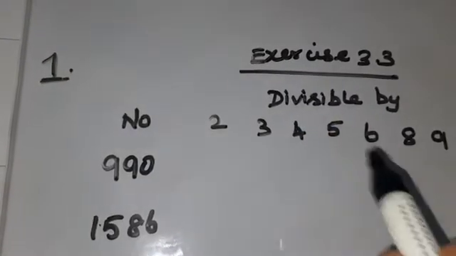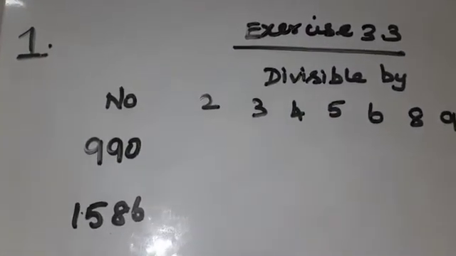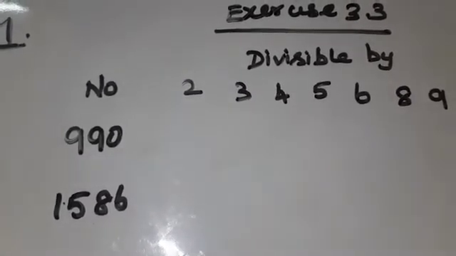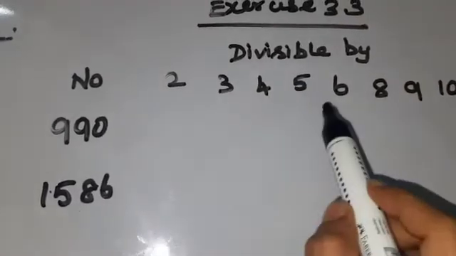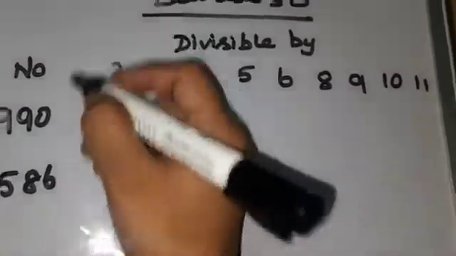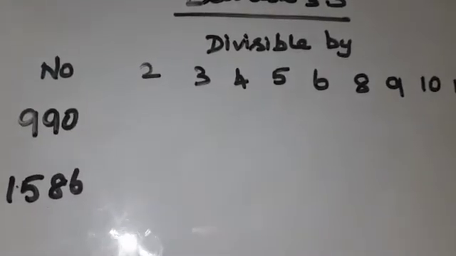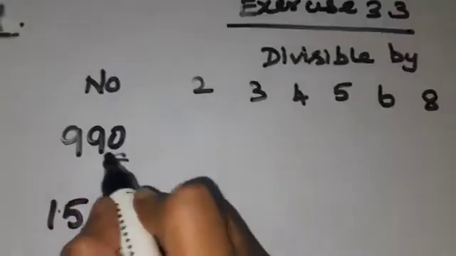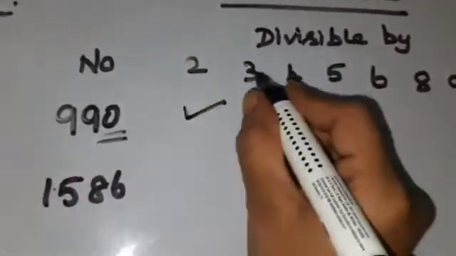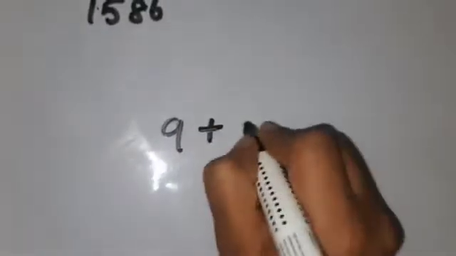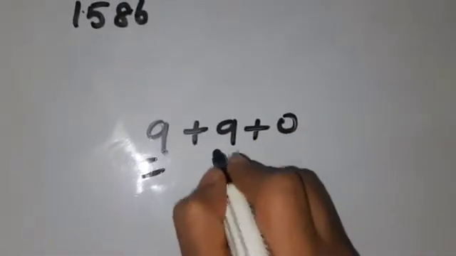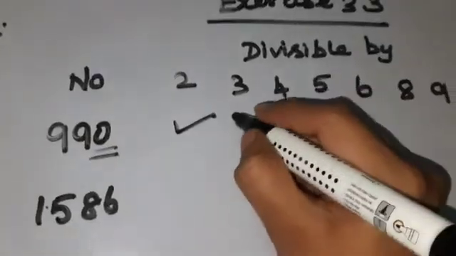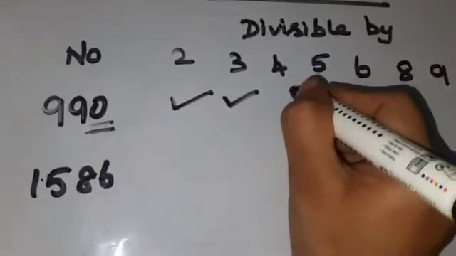Exercise 3.3. First, using the divisibility test, determine which of the following numbers are divisible. So here they have given a few numbers: 2, 3, 4, 5, 6, 8, 9, 10 and 11. The first number 990. The last digit of the given number is 0, so it is divisible by 2. For 3, we have to sum the given digits. So we get the total as 18.